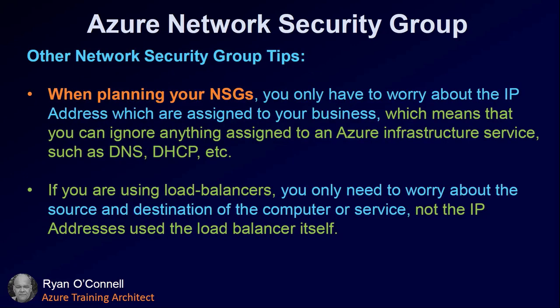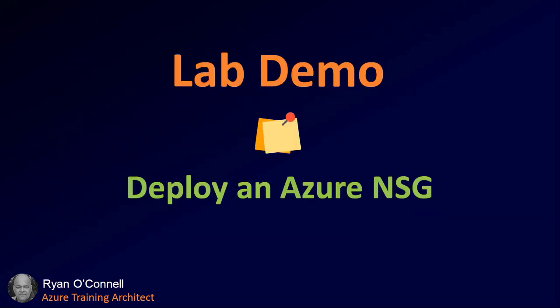Other security group tips that you need to know about your NSG: when planning your NSGs, you only have to worry about the IP addresses which are assigned to your businesses, which means that you can ignore anything assigned to the Azure infrastructure service, such as DNS, DHCP, and etc. If you are using load balancers, you only need to worry about the source and destination of the computer or service, not the IP address used by the load balancer itself. So it takes away that administrative task from you, which is really great.